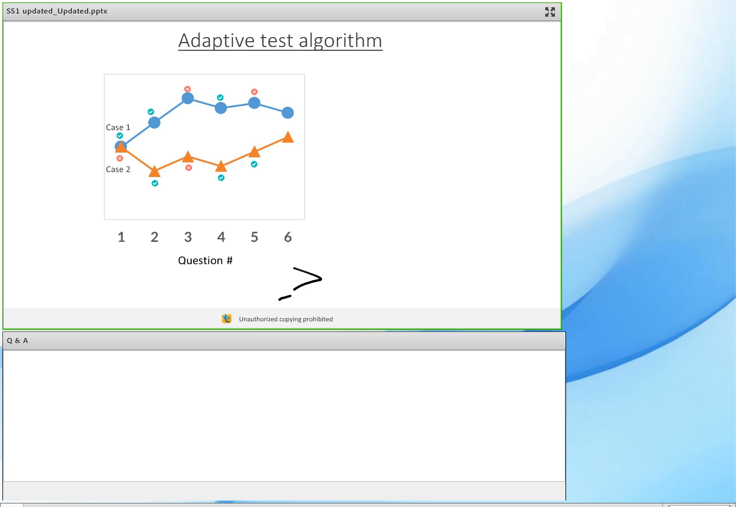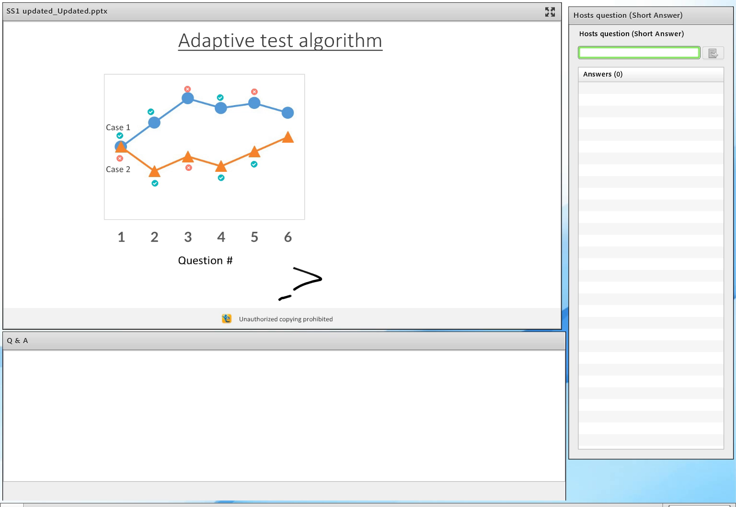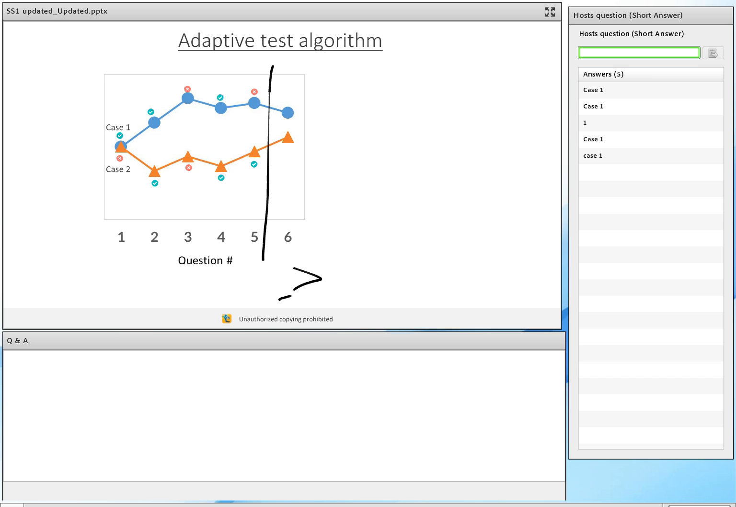Now, if I were to stop the test at question number 5, who do you think would have a higher score? Case 1. All right, pretty much everyone is saying case 1. Why is it that case 1 will have a higher score even though both of them have answered 3 out of 5 questions correctly?